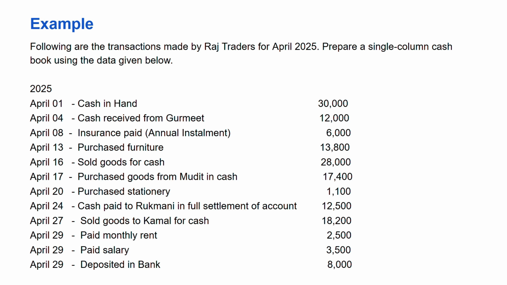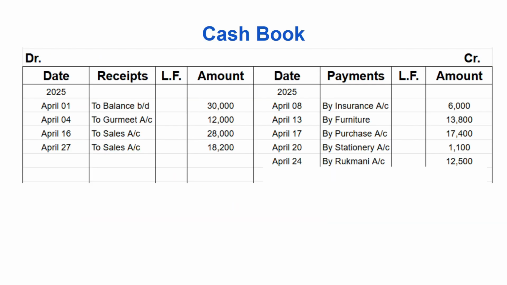Let's see how we'll record it. On the debit side, April 27, to sales account 18,200. Cash comes in the business. So on the debit side of the cash book, we record the corresponding entry to sales account 18,200.